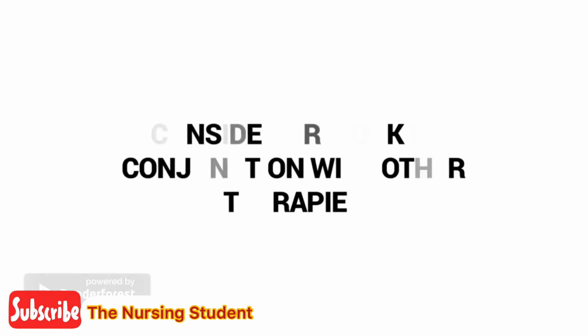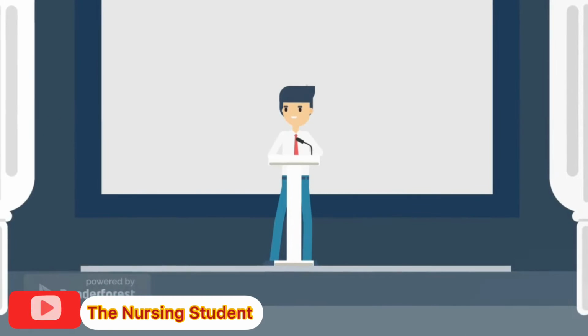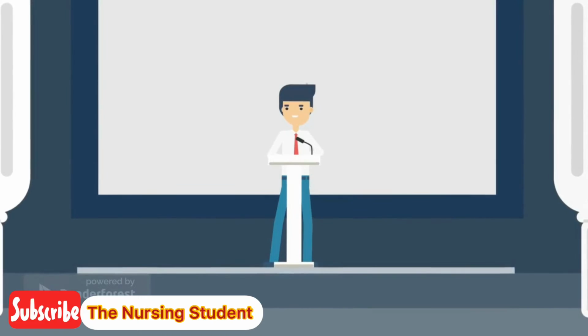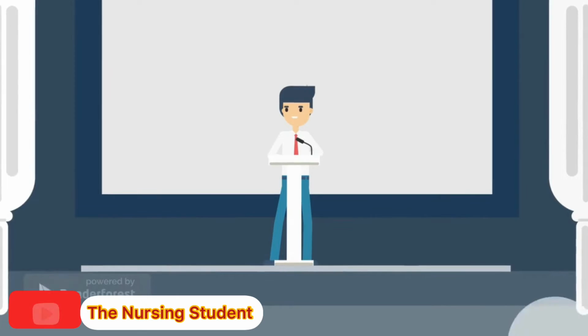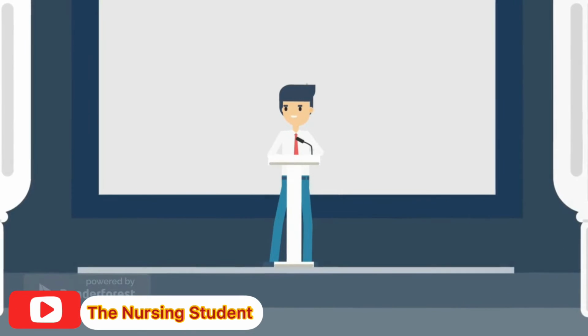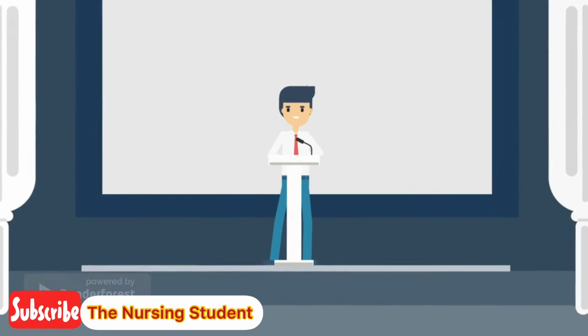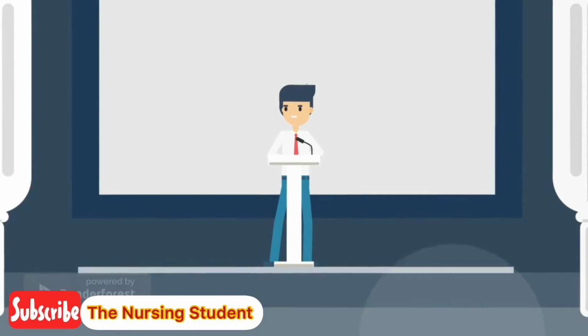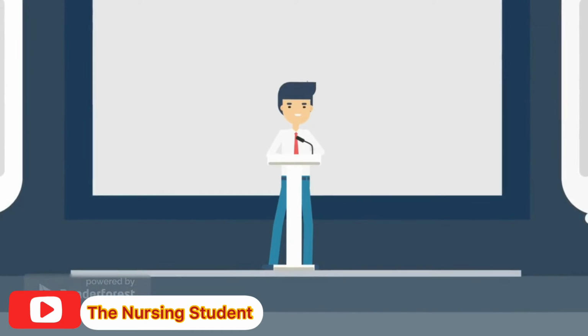And the fourth one, make sure the nursing orders are in line with other therapies that the patient or the client is undergoing. Making sure that your orders are also in line with other therapies like physiotherapy, it can be diet therapy. All these are important in bringing the patient or the client to optimum health. So make sure that your orders will not interfere with these therapies, but rather will help these therapies or work in conjunction with these therapies.